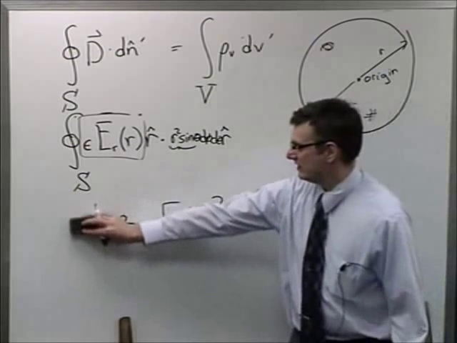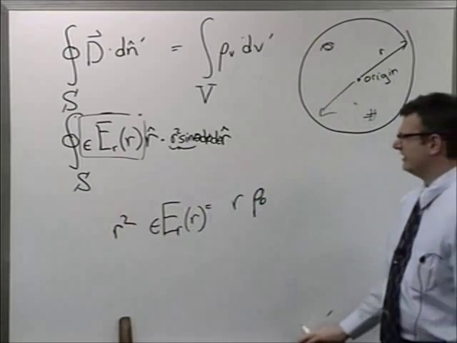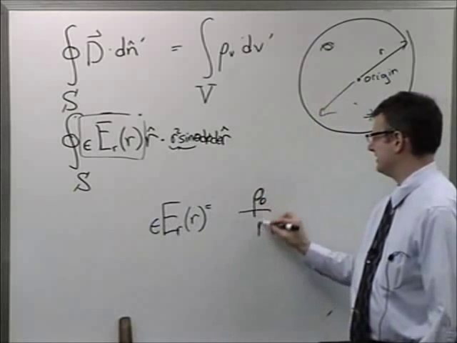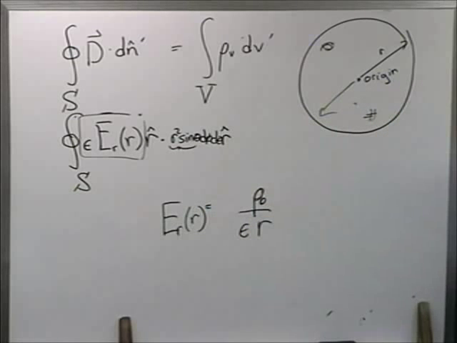And I can cancel. There's a 4 pi over there. Look, there's a 4 pi over here. I've got an r squared over here, I've got just one r over here, so I can do this. And I can take this permittivity and throw it over there. Voila! Done!